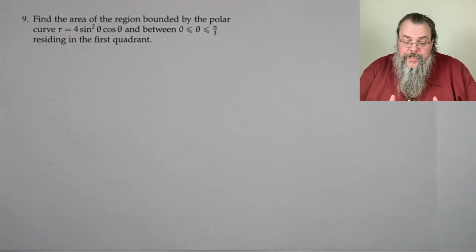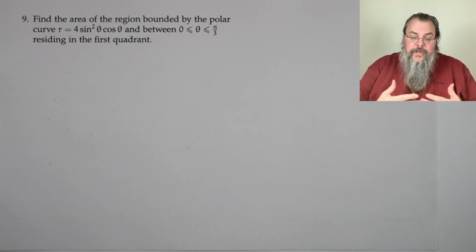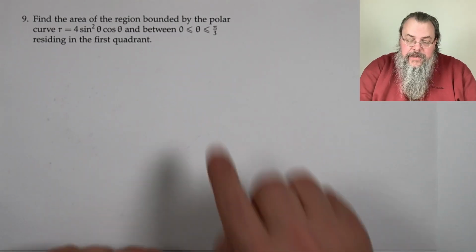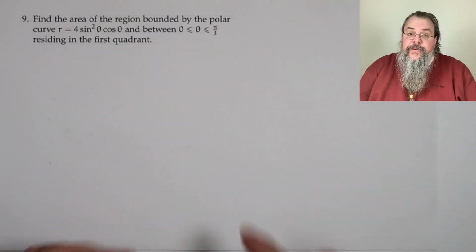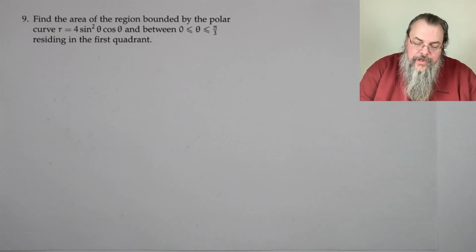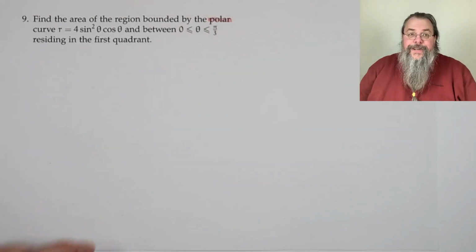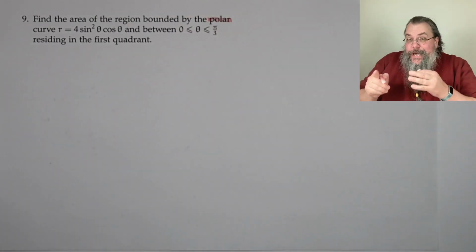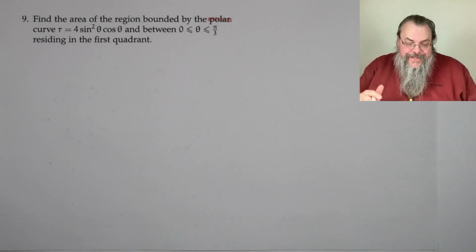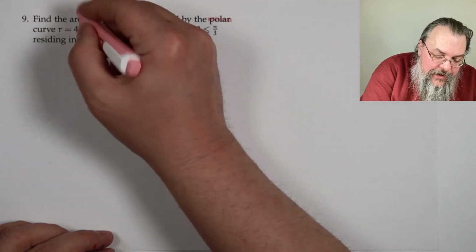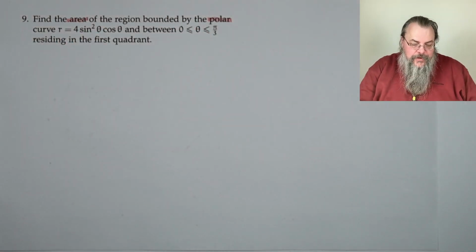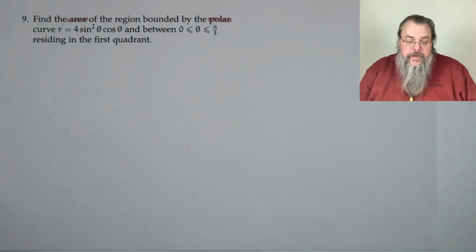Find the area of the region bounded by the polar curve r equals 4 sine squared theta cosine theta, between 0 and pi thirds, residing in the first quadrant. Okay, so some good news. We know we're in polar, because it says polar. We can pick up the hints, no matter how subtle they may be. We also know we're after area. So good news is we have a formula for area in polar. We'll get to that in a moment.